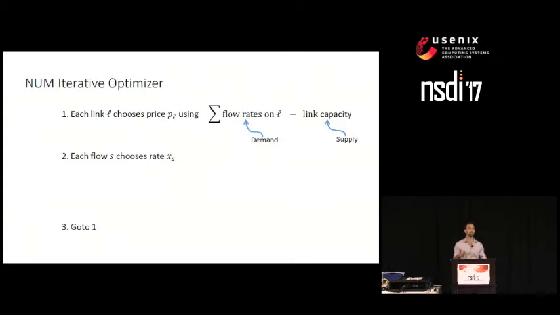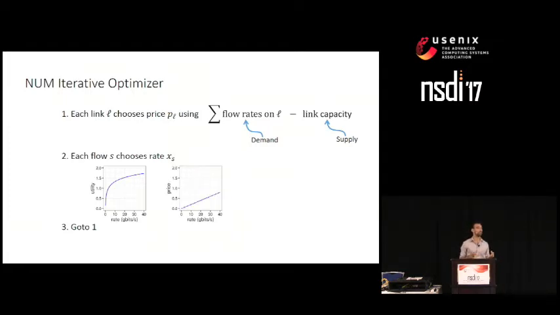Given prices, flows choose their rates selfishly or locally. Each flow has its utility function, and it computes its price per unit bandwidth, which is the sum of prices over the links the flow traverses. By taking the utility and subtracting the price, the flowlet computes its profit, and each flow chooses its own rate in a way to maximize its own profit.